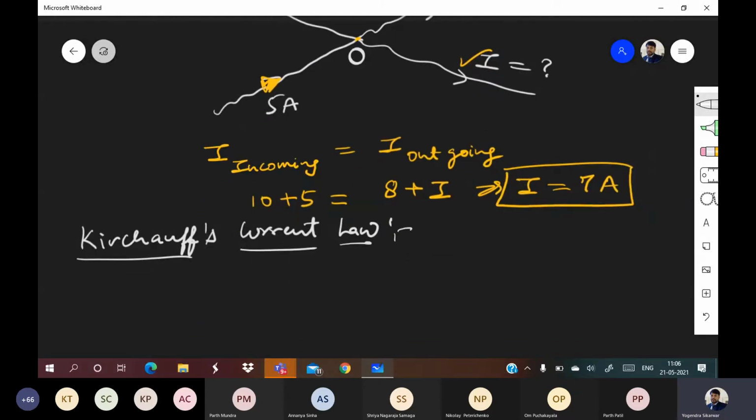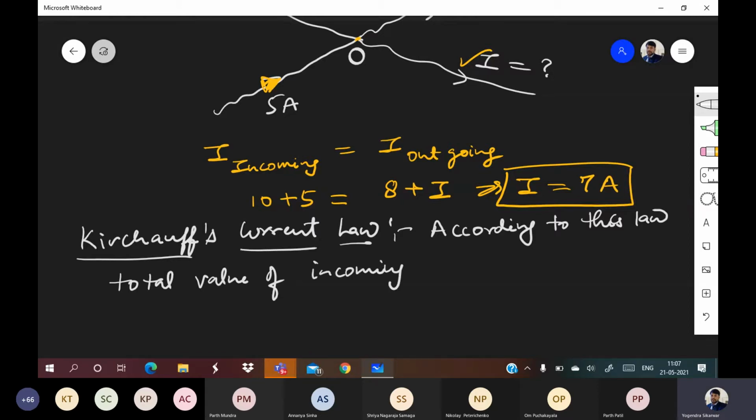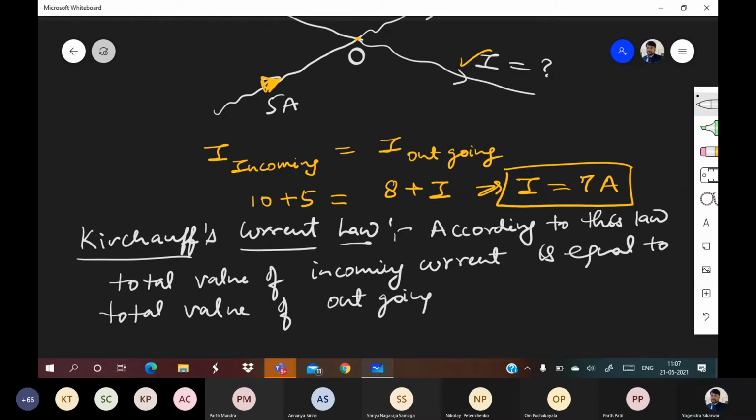So what is Kirchhoff's current law? According to this law, please note, the total value of incoming current is equal to the total value of outgoing current at any junction.